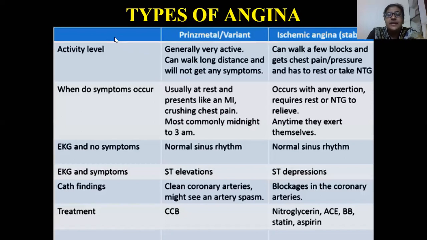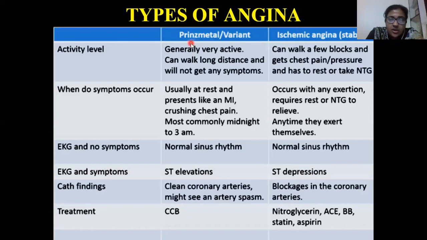When I talk about types of angina, I have two types: one is stable, the other is unstable. Stable angina means the person can walk a few blocks and gets chest pain, pressure, and has to take a rest or take trinitrotoluene. I'm not going to talk about medicines right now. We'll talk about them later in our next class.